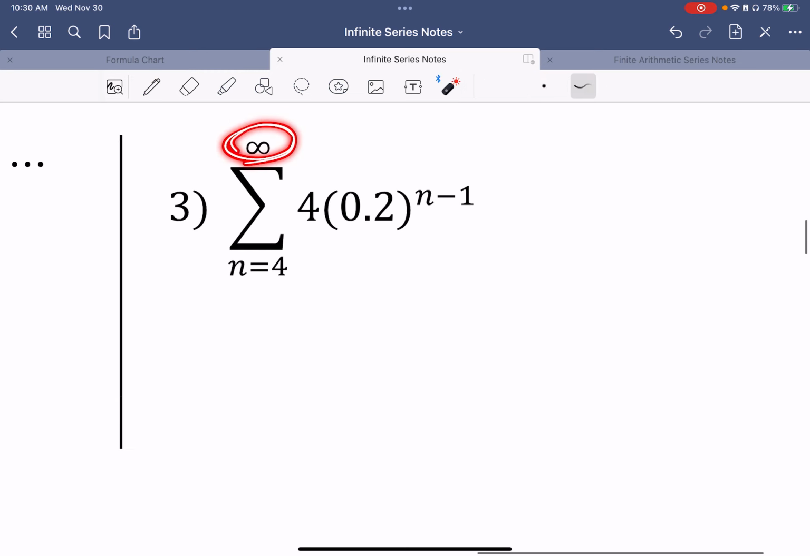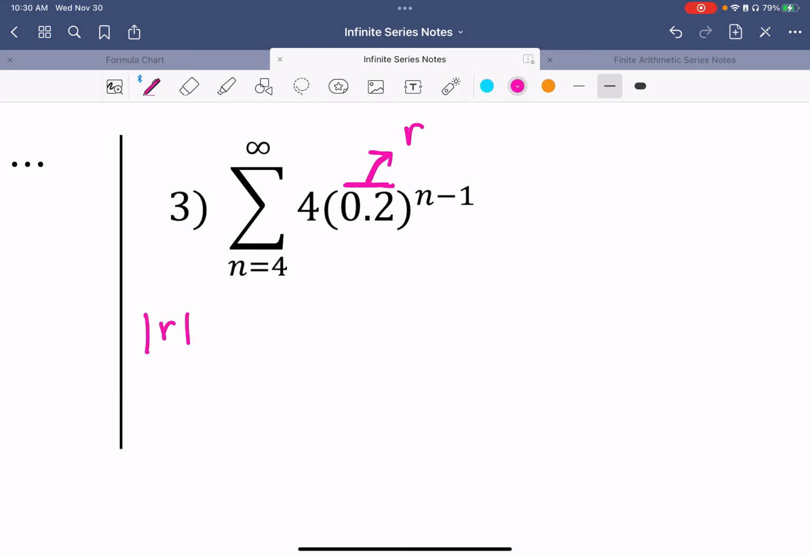So again, here's another indicator that you're going to have an infinite series because it's going towards positive infinity. Remember that everything in the parentheses right here is always going to be your common ratio. So you're going to take the absolute value of r, which is 0.2. All the absolute value does is make the value positive. So the absolute value of 0.2 is just 0.2. Now, is it greater than or less than 1? Well, 0.2 is less than 1. If it's less than 1, that means the sum exists.